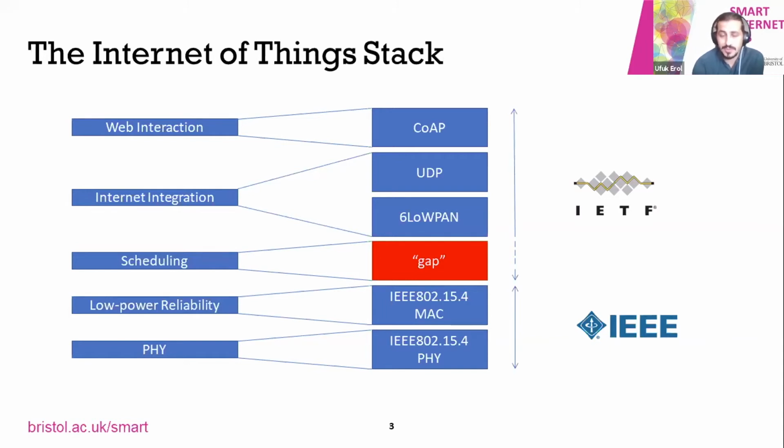Since we use IP version 4 frames and then IP version 6 frames, and IP version 6 frames are long, very big frames to process at the 802.15.4 standard, we just fragment these frames. So as you can see, there's a gap in the scheduling.